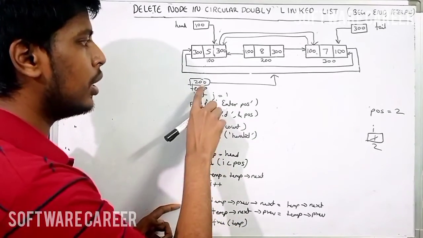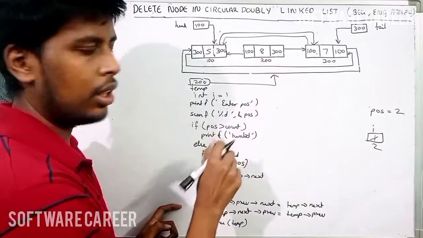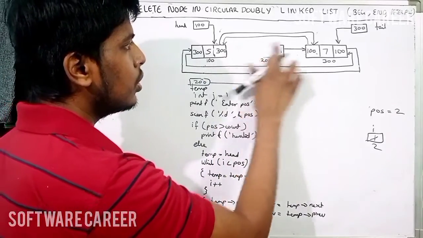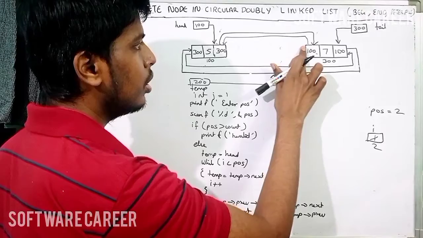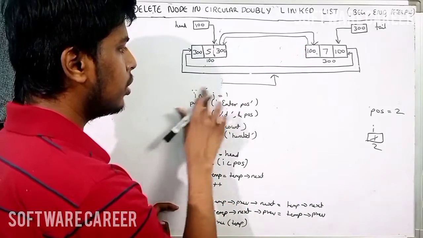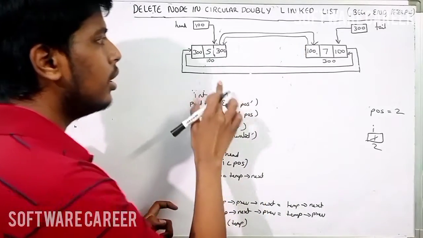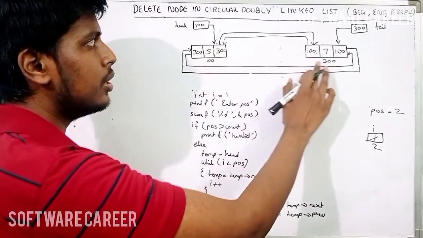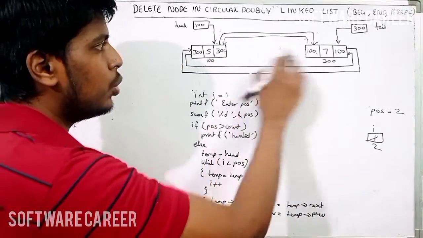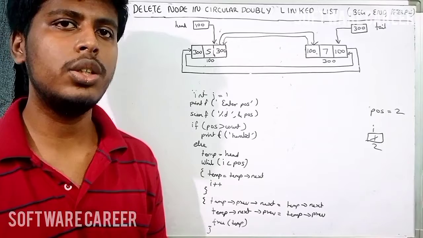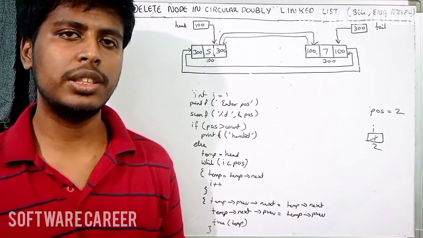Now see, temp is 200. This 200 node is deleted now, removed. So this node is removed. Now this pointer temp is also removed. So this is, now see, now you have only a circular linked list, doubly circular linked list with only 2 nodes. This is how you should delete a node at a particular position in the doubly circular linked list.